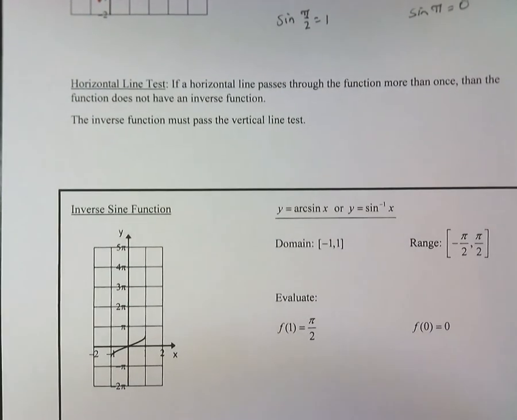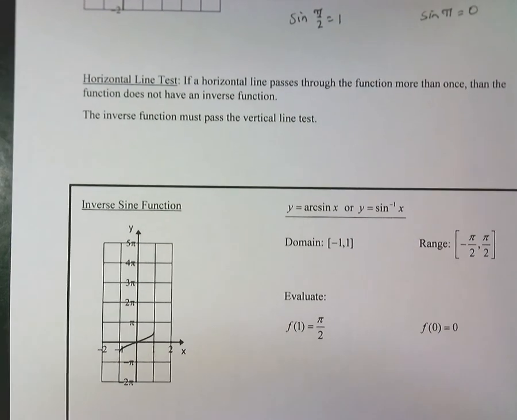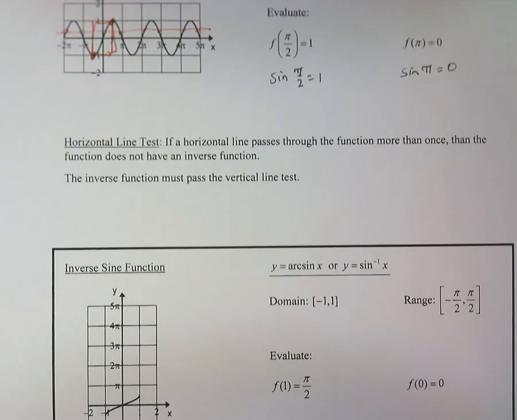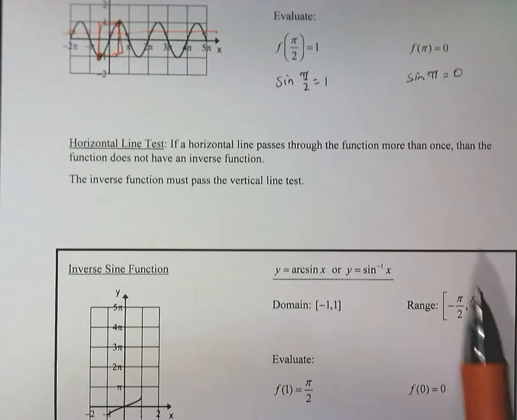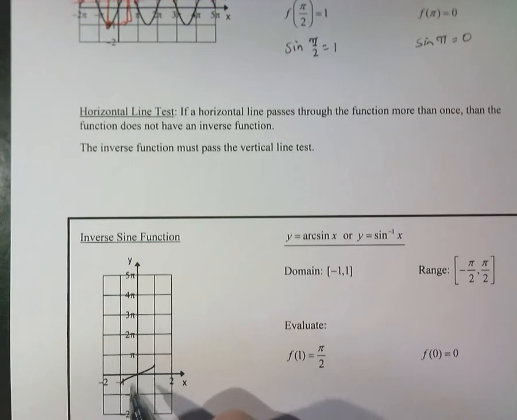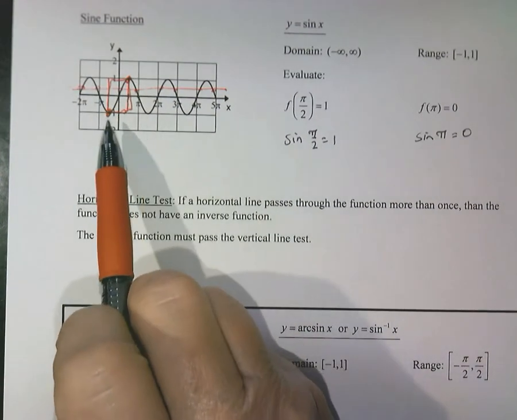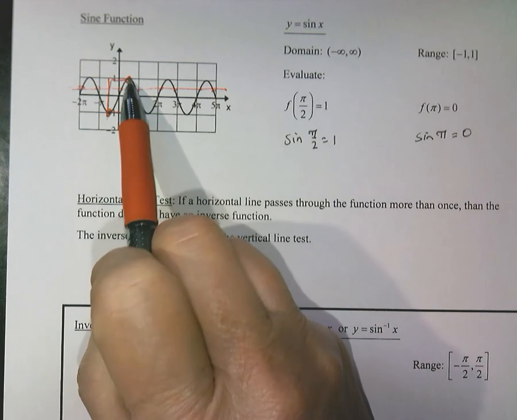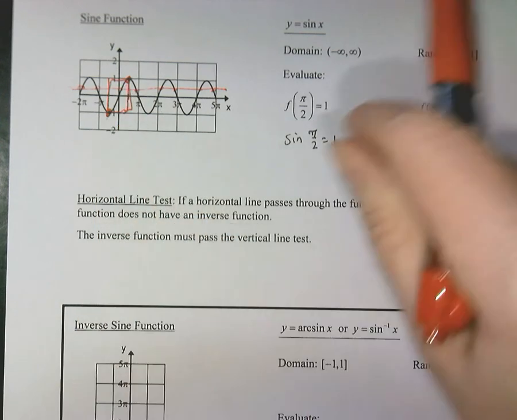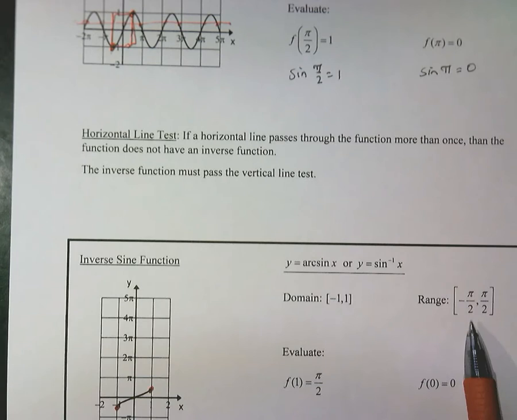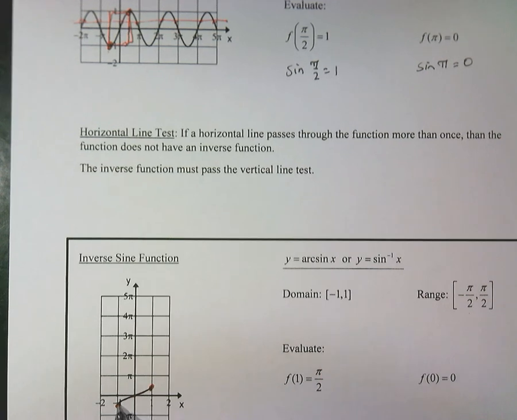The inverse sine function switches the x and the y. So this section right here becomes this section right here. Up here, I'm looking at the values from negative pi over 2 to pi over 2. But I'm switching x and y, so that becomes my range. My domain goes from -1 to 1.